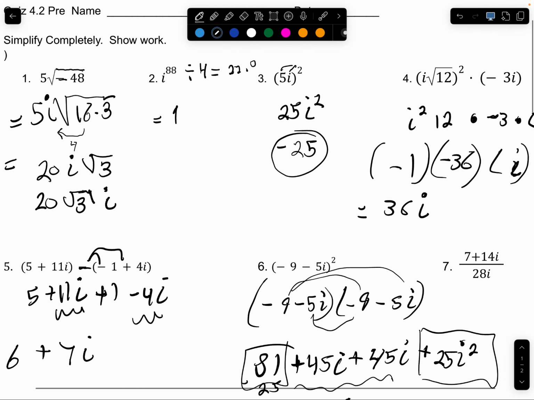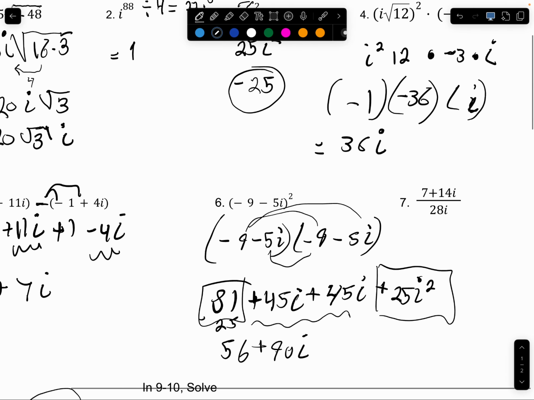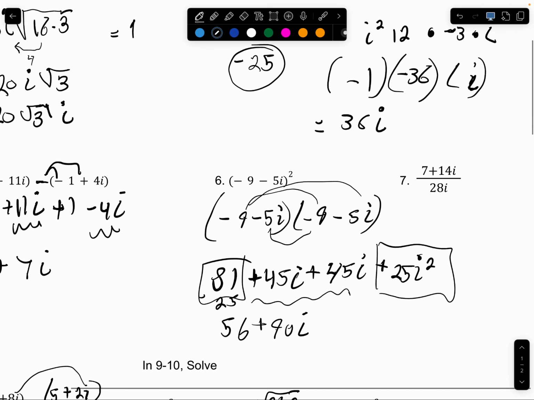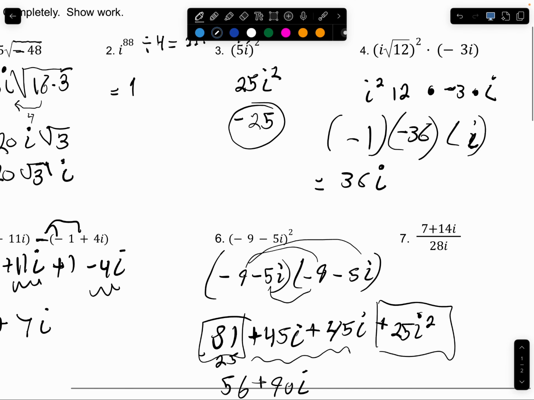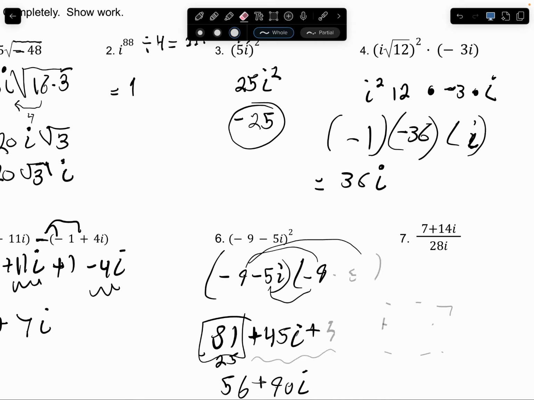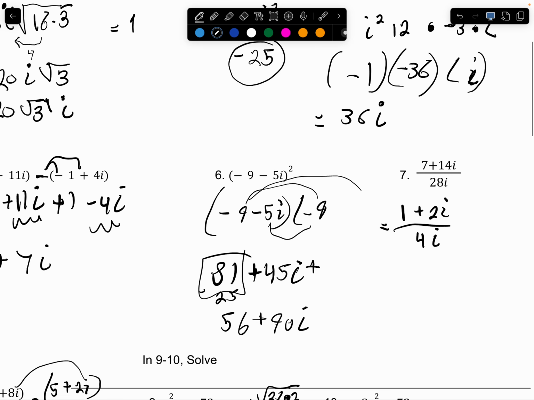That's like your quiz. Oh, we did number 7 here. Let's whoop that number 7 out quickly here. Let's give some space here. I might even look at this before I even start and say I can divide everything by 7. So this would be 1 plus 2i over, if I divide everything by 7, 4i. And after I do that, I got a little bit smaller numbers.